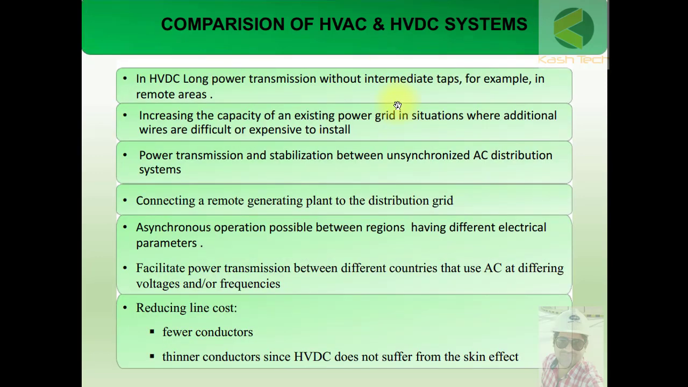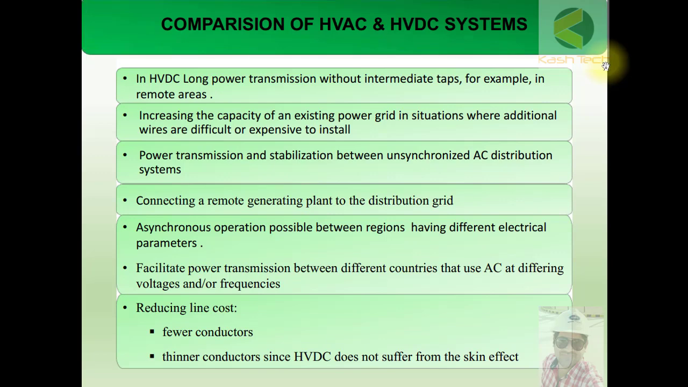HVDC also allows long power transmission without intermediate taps, for example in remote areas. So this is the advantage that you can just lay a straight conductor. It would have very low transmission losses and fewer conductors would be required. It can also increase the capacity of an existing power grid in situations where additional wires are difficult or expensive to install. The advantage of HVDC, we will discuss later, is that you can use either one conductor or two conductors for transmission of power. If you use the same conductors that you use for HVAC, it is possible to transmit more power than on the same AC network.